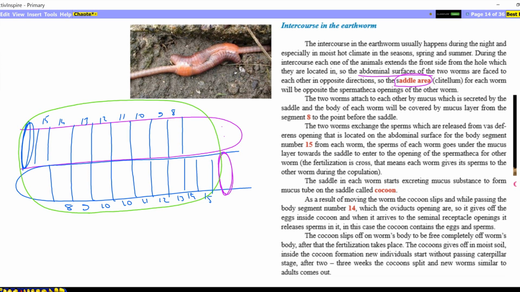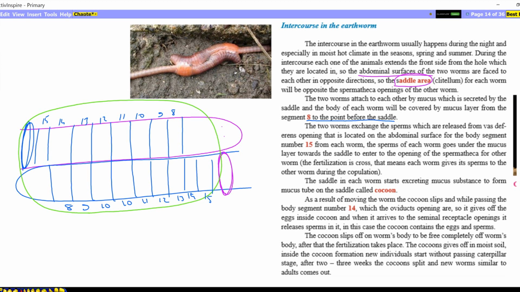The two worms, we said they secrete a mucosal substance from segment 8 to the point before the saddle area, means until the saddle area. The two worms exchange the sperms which are released from the vas deferens opening that's closer to the abdominal fossa, for body segment number 15.